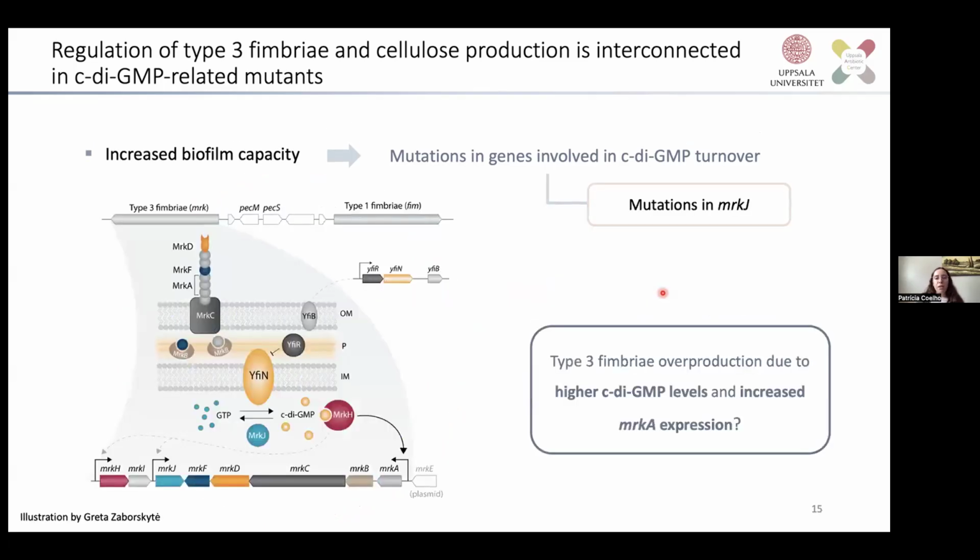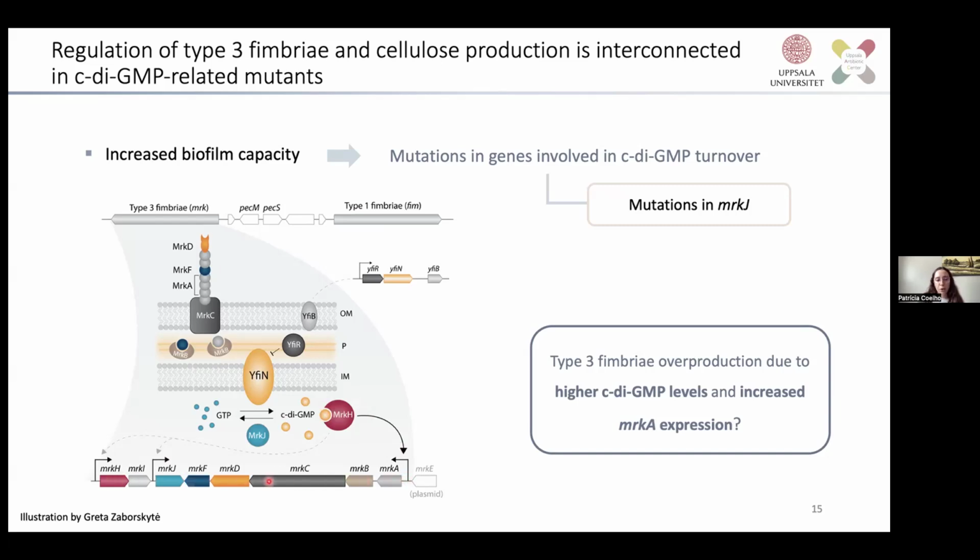So within this group of mutations, we saw that a lot of these strains had mutations in the MRKJ gene. If we go back to the previous figure that I showed you about the type 3 fimbria, we have the synthesis of cyclic GMP. Initially we have GTP that is converted to cyclic GMP. When there's a high concentration of cyclic GMP in the cell, it binds to the transcription regulator MRKH, which activates the expression of the MRK operon.